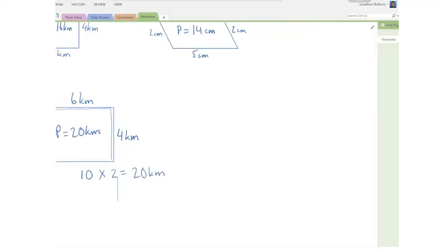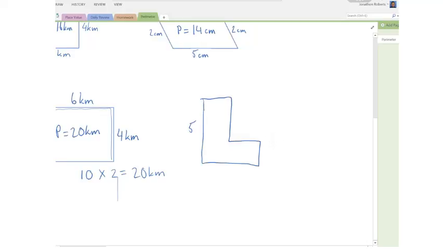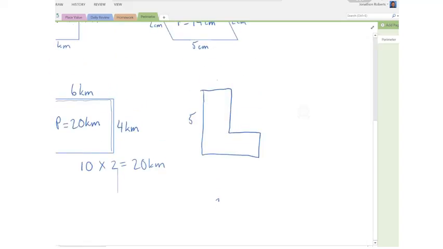If we were to have an odd shape like this, I'm going to have to measure every length. I may have 5, 2, 3, 2, 2, and 4. I am now going to have to go around and add all of those up to find my perimeter. Remember, the perimeter is the total length around the outside of a shape.